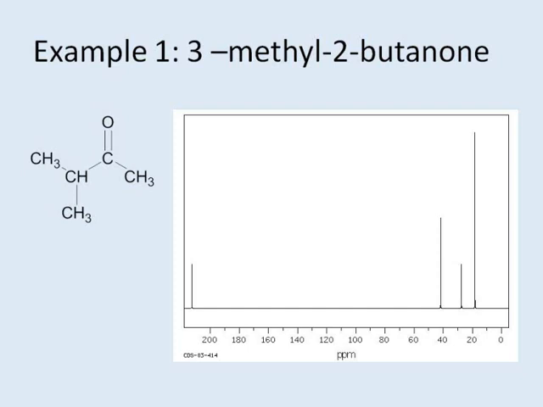Looking at the carbon-13 NMR spectrum, we can see 4 peaks for this 5-carbon compound. This indicates that 2 of the carbon atoms will be chemically equivalent. Can you work out which 2 atoms these will be?